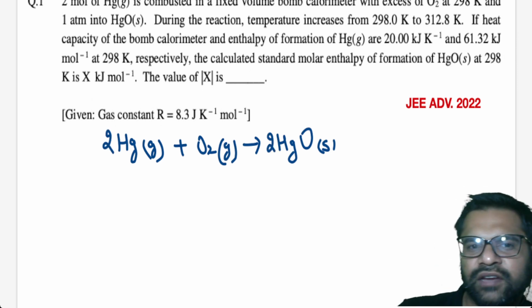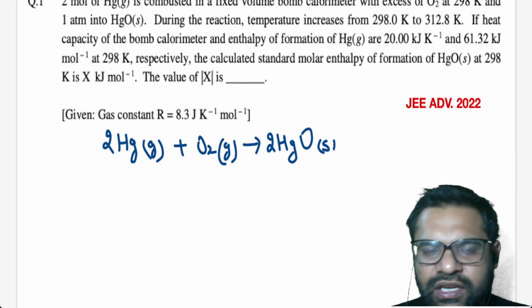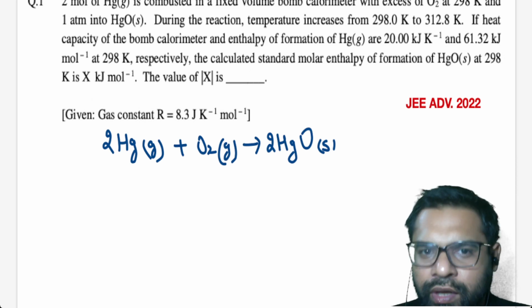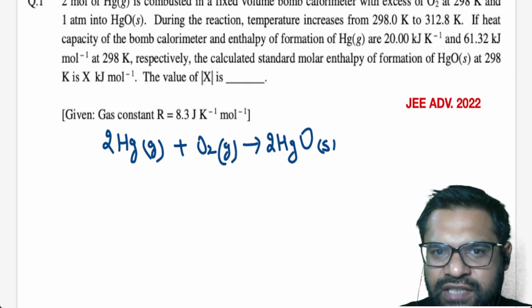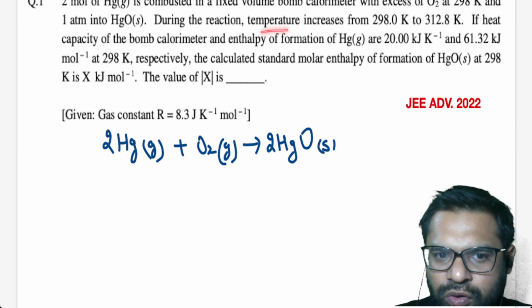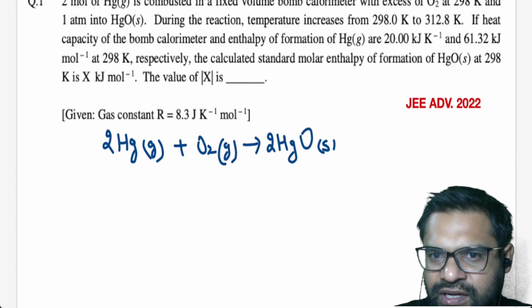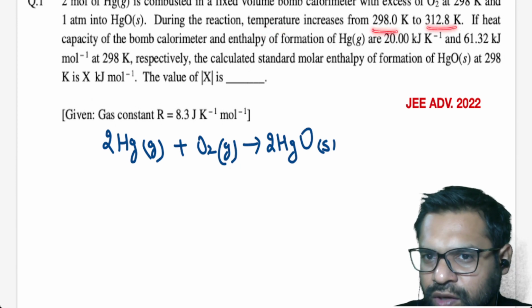It is said that we have carried out this reaction in a bomb calorimeter. During the reaction, the temperature increases from 298 to 312.8 Kelvin. So there is an increase in temperature. It means the reaction is exothermic in nature, due to the heat released during the reaction.